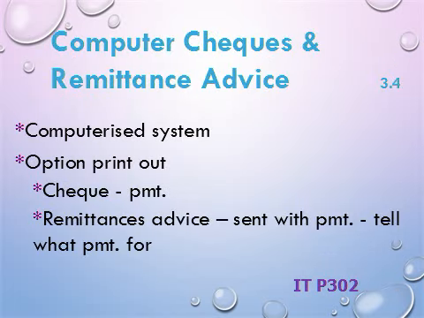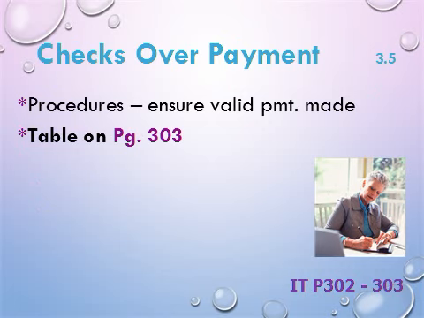A computerized system may give you the option to print out checks for payment. It may also be able to print out a remittance advice for each payment. A remittance advice tells the recipient of the payment which invoices the payment is for. There should be checks over payments to ensure that only valid payments, payments that should be made, are made. To see the procedures that are used to check payments, see the table on page 303 of your interactive text study guide.